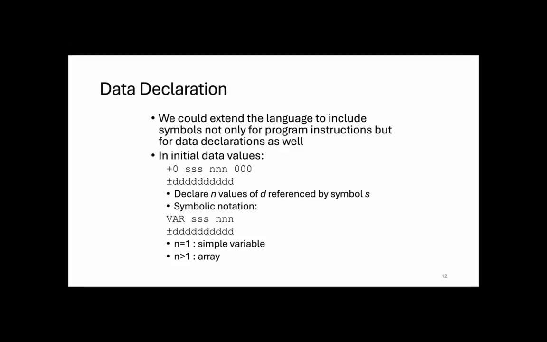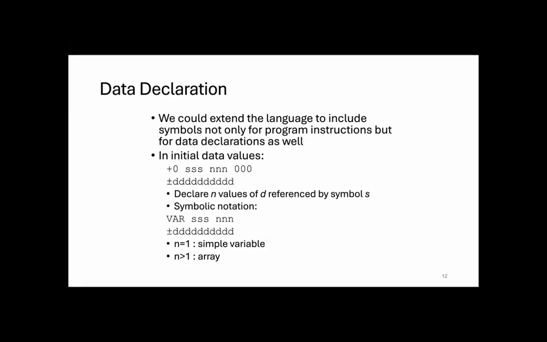In the example here, we're declaring n values of d referenced by symbol s. So basically, we are creating a variable s that will hold n values of d. Think about it like an array. If n is 1, then s is holding one value. If n is a large number, then we are creating an array, and the values inside our array would be holding the value of d.